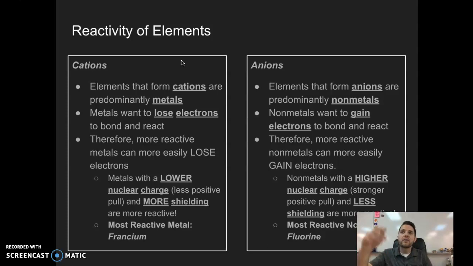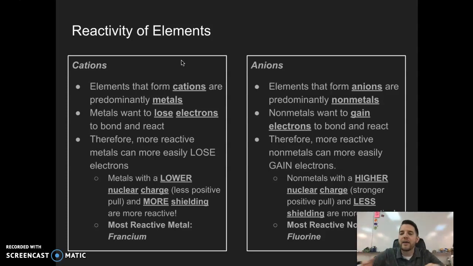So the more shielding we add, the less the nucleus can hold on to the electrons. So by the time you get to an element like francium, it can barely even hold on to its electrons at all. And so those electrons are ready to be lost. That makes it extremely reactive.